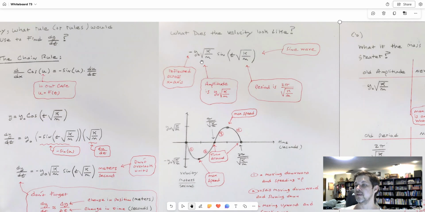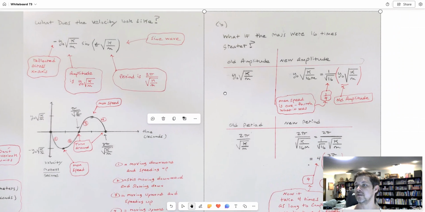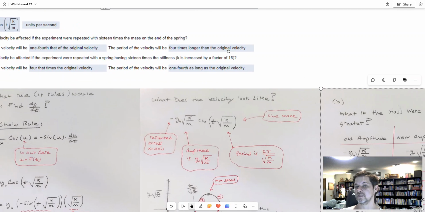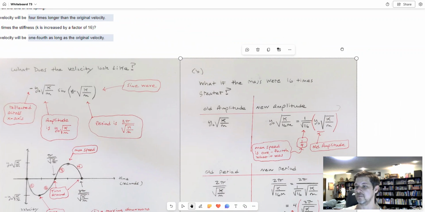We determine that that's a sine wave, where we can know a little bit about the graph by way of this being the amplitude and this number determining the period. All right. If you want to graph it because that helps you think about it, you can do that. I have a kind of in-depth analysis of what the graph looks like there. And then to answer the questions, one of the questions is, suppose the mass was 16 times as big, how would that affect the amplitude and the period of the derivative?